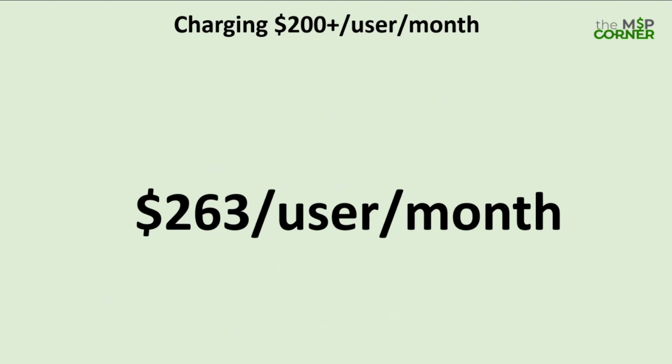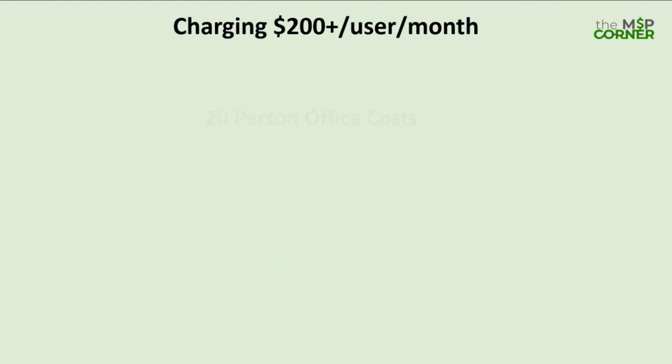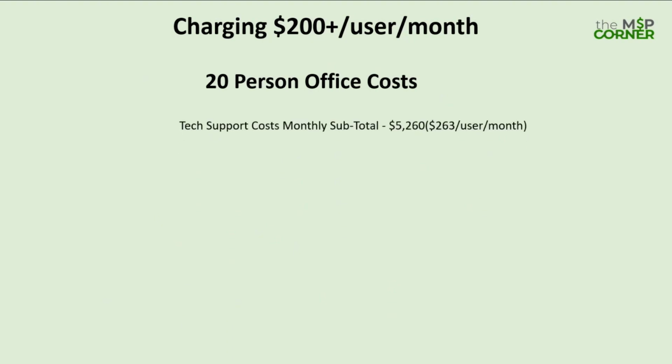Okay. But let's dive in a little deeper and determine how did we come up with those costs? Why did we come up with those costs? Is it profitable? Is it risky? So for a 20-person office, you're going to come up with all those products, okay? It could come out to $5,260 per month, the subtotal.